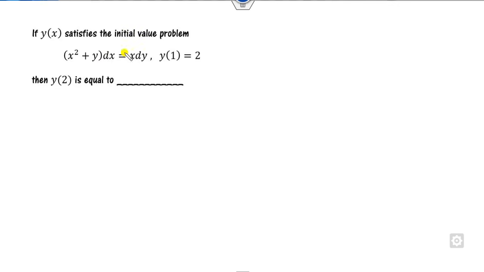Okay, look at this one. What is given to you? This is a first order differential equation. You can write it as dy/dx firstly, so it will be x plus y over x. So what is that? It is linear in y, so you can simplify here.